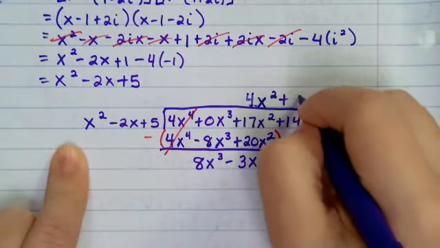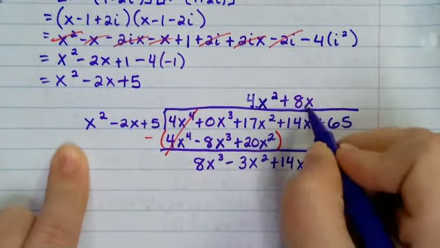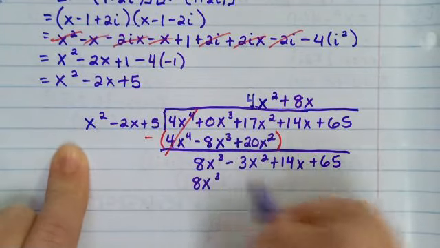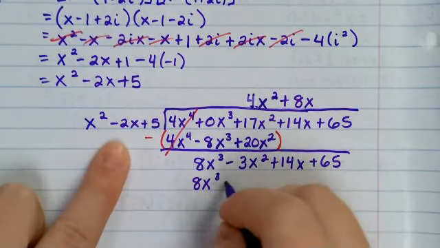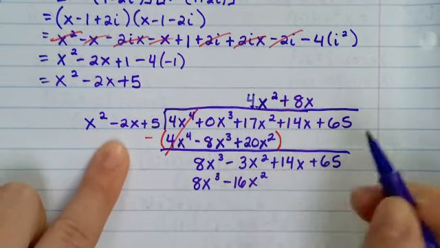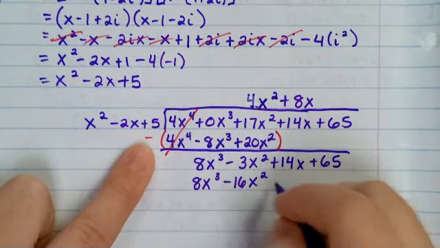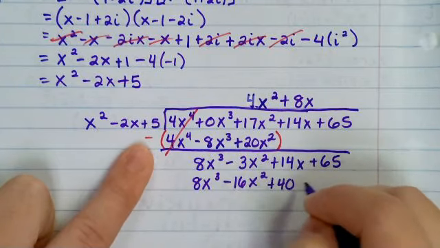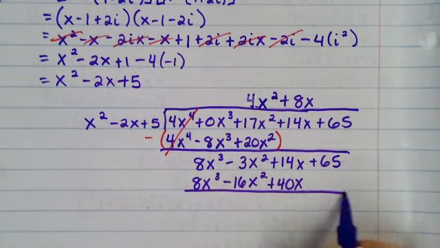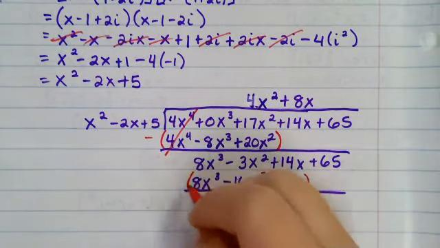Well, that is 8x. 8x times x squared is 8x cubed. 8x times a negative 2 is a negative 16x squared. 8x times 5 is a positive 40x. Okay. Again, we're going to do this thing where we subtract this line from the one above it and bring everything down.